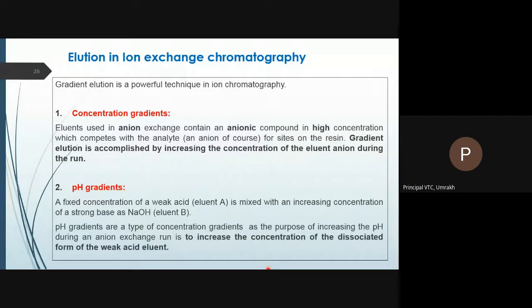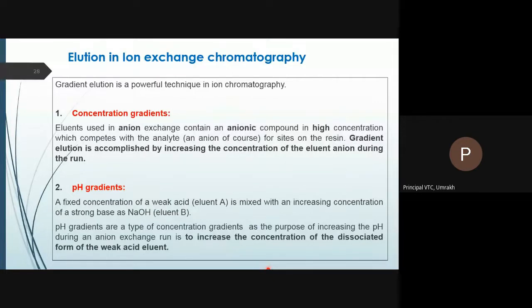Okay, now when I started ion exchange chromatography, I told that elution in ion exchange chromatography is very much important. So generally gradient elution is used. Elution is nothing but removal of analytes. Elution means removal of analyte. Elution has two types: gradient elution and isocratic elution.